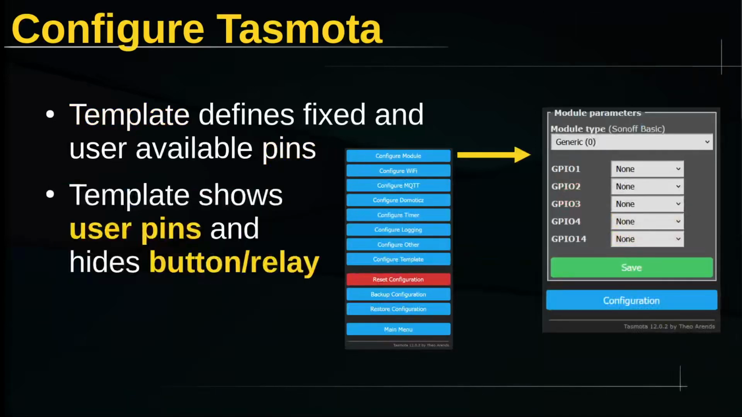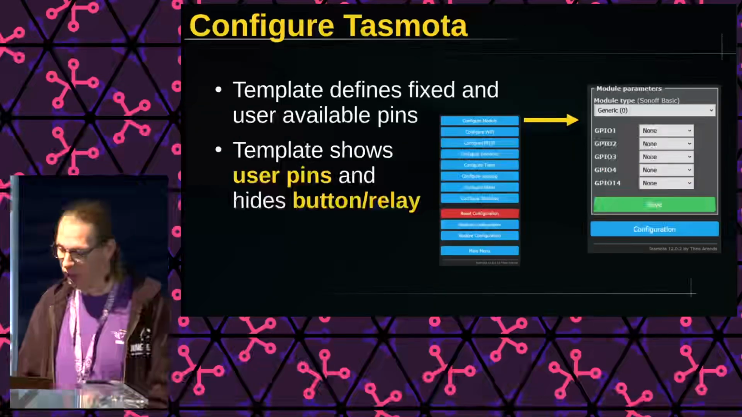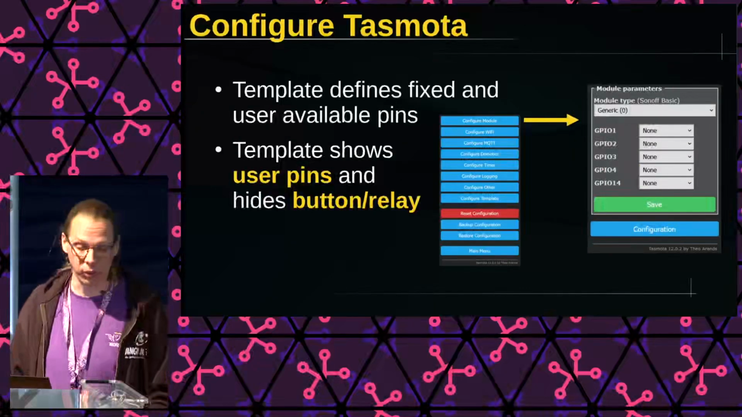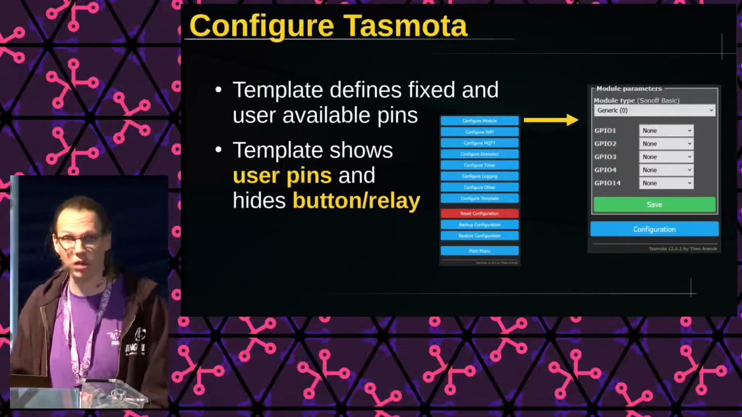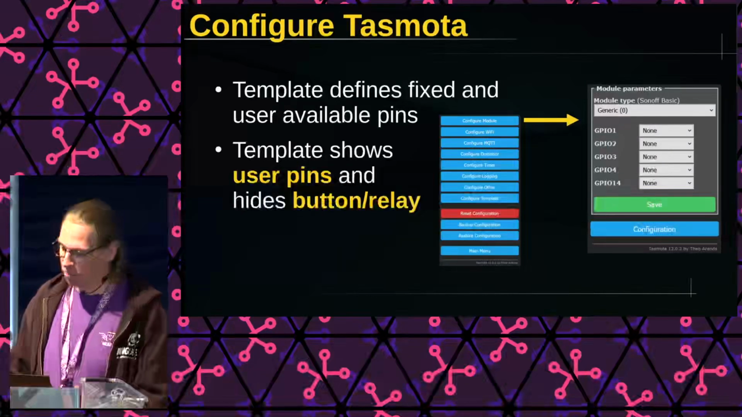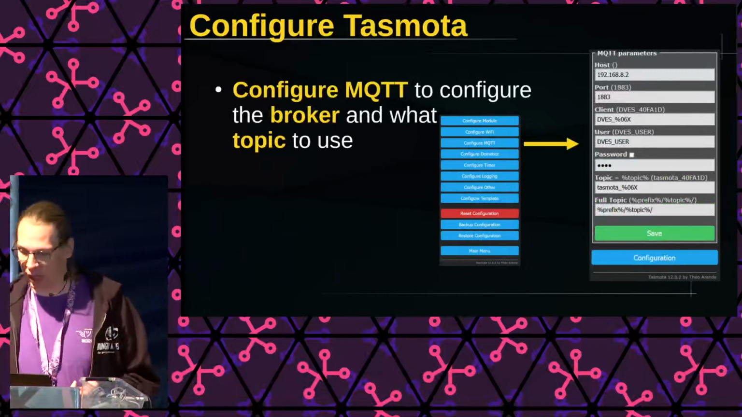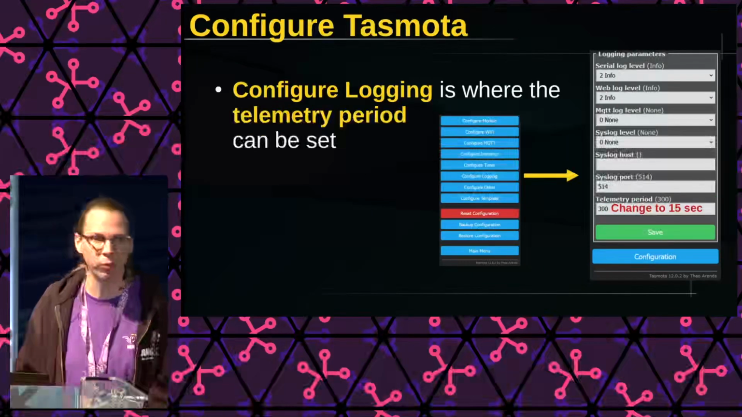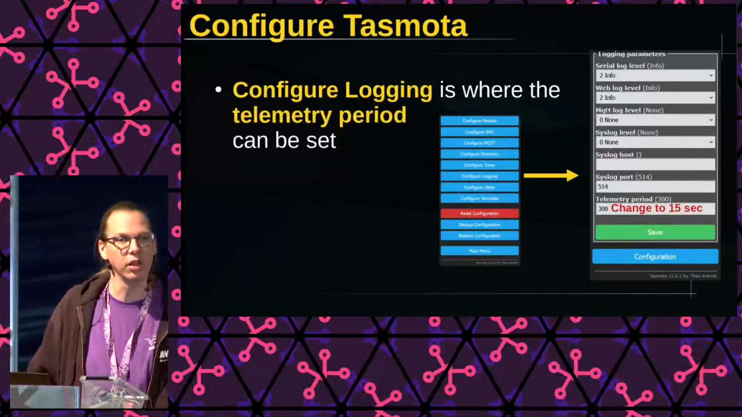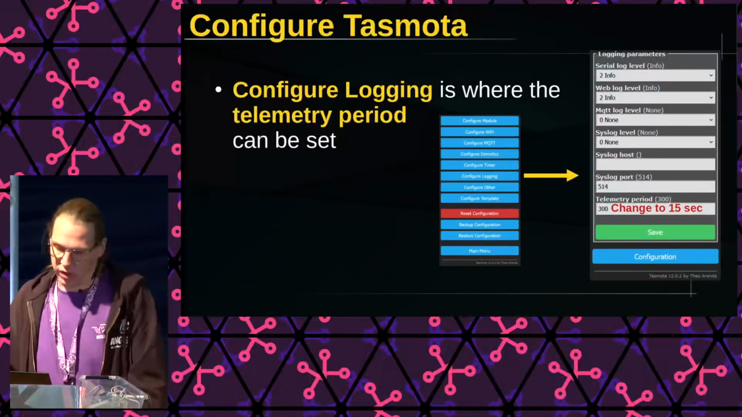You put them as user, and then when the user has selected the template and goes into the module configuration, you see the pins that were user defined available to set up whatever you want. So if you would want to connect something extra to it, this is where you tap into. And of course, you have to also set up the MQTT broker. And one thing I always do is I set the telemetry period from 5 minutes down to 15 seconds, because otherwise I have to wait too long when I'm tinkering. I don't have any patience.